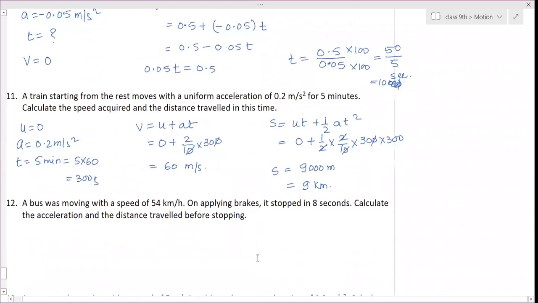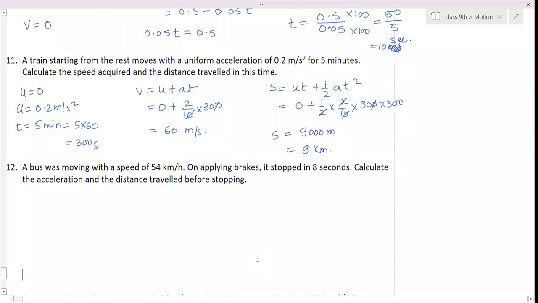A bus was moving with a speed of 54 km per hour. On applying brakes, it stopped in 8 seconds. Calculate the acceleration and distance traveled before stopping. So initial velocity u is equal to 54 km per hour, that is equal to 54 into 5 by 18, 18 threes, so it is 15 meter per second. Sorry, this is not a, it is u.